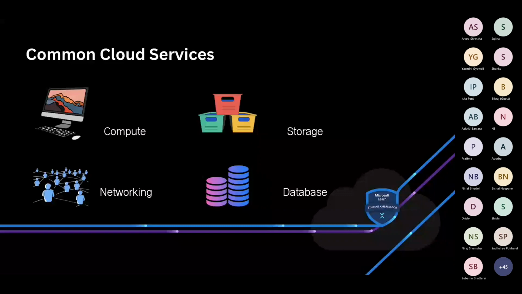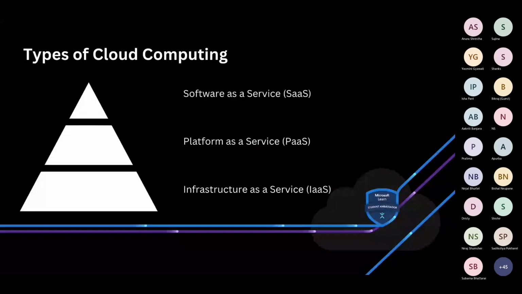Now we'll talk about the types of cloud computing, on the basis of service model. Okay, so there is software as a service, platform as a service, and infrastructure as a service. So we can say SaaS, PaaS, and IaaS. Okay, so those are their short forms. But now let's get into it in detail.